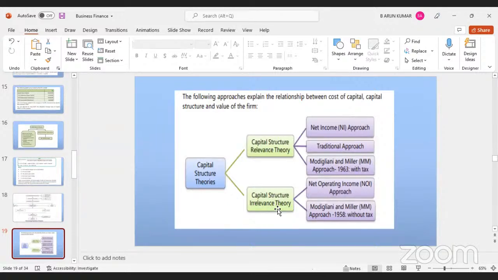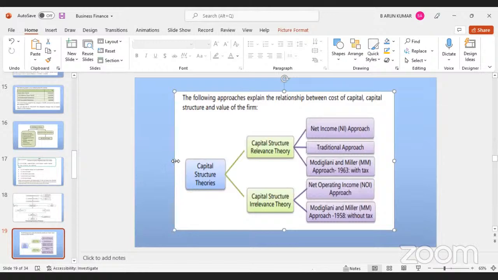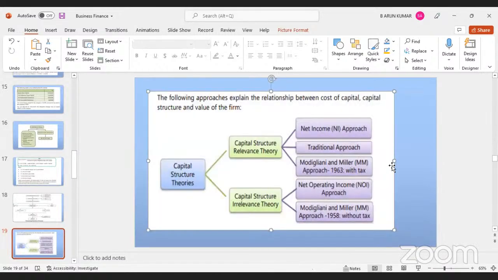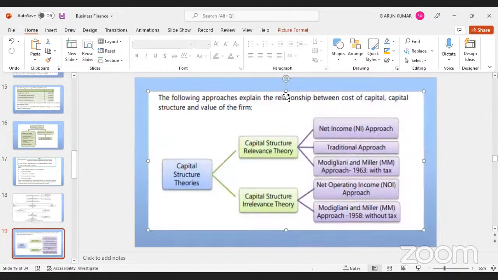The second is capital structure irrelevance, which has two methods: net operating income approach and Modigliani-Miller approach. These are all the capital structure theories. They are asking theoretical questions regarding these every time.